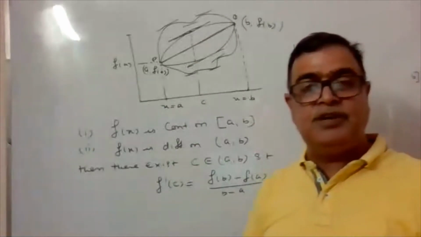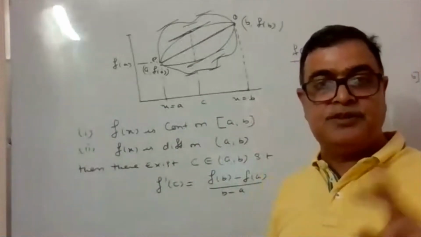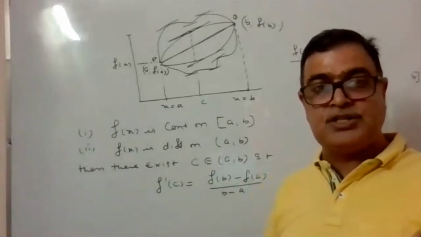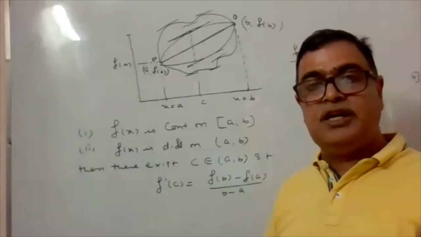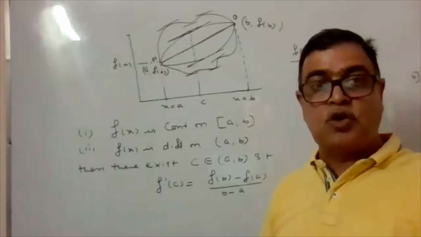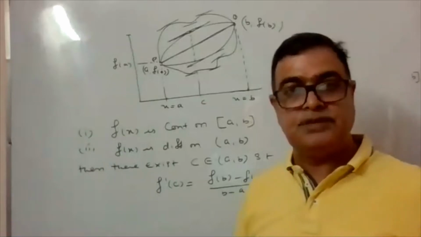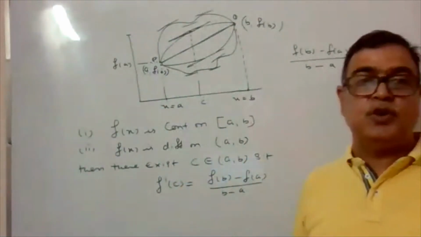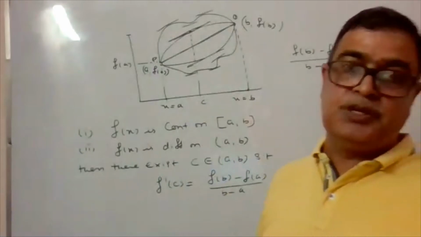So what does LMVT say? It says that if the curve is continuous and differentiable, there will be a point c on the curve where if you draw a tangent, that tangent will be parallel to the chord joining PQ. That you should keep in mind. So this way you have Rolle's theorem and Lagrange mean value theorem.